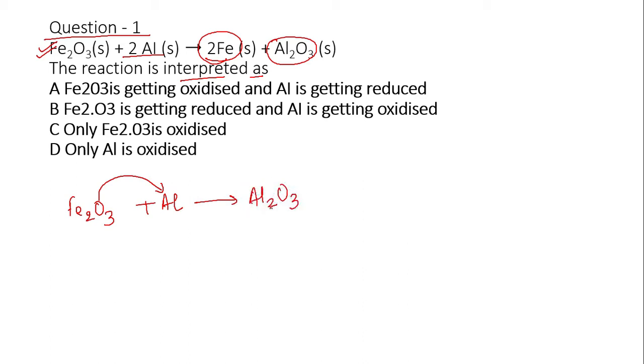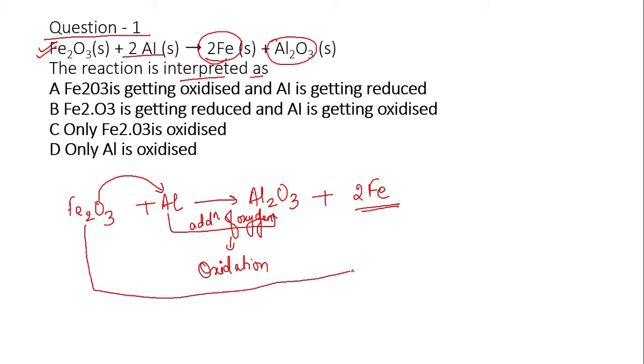So whenever this happens, that means from here to here there is addition. We have seen this, right? Addition of oxygen, and to this what do we say? We say oxidation, right? And along with this, one more product is formed, that is Fe. So iron is rendered free or in pure state. So can we say that from Fe2O3 oxygen has been removed? Okay, so there is a removal of oxygen.